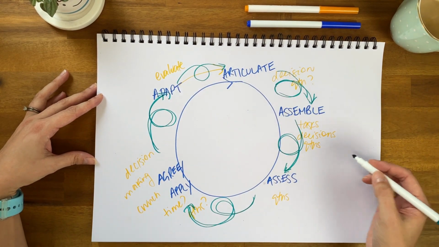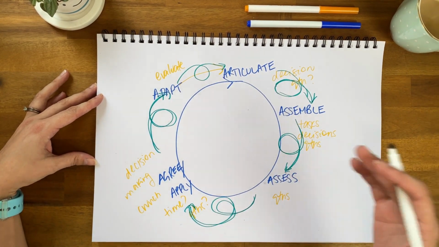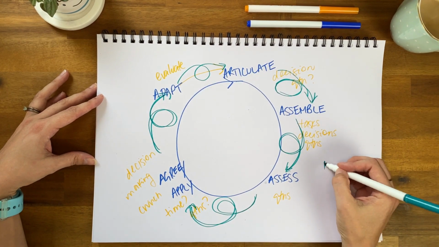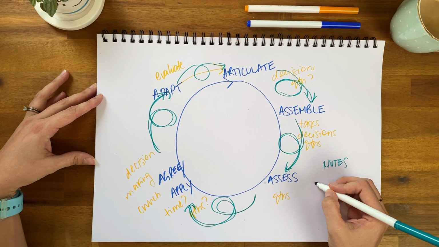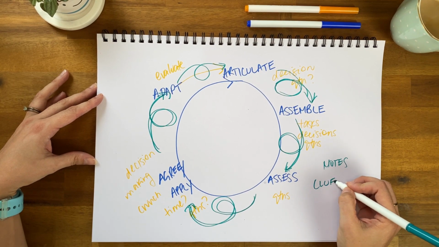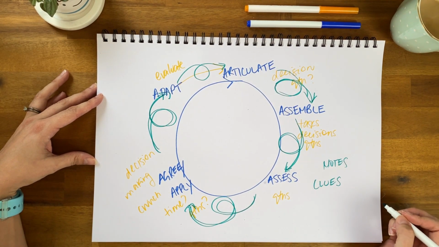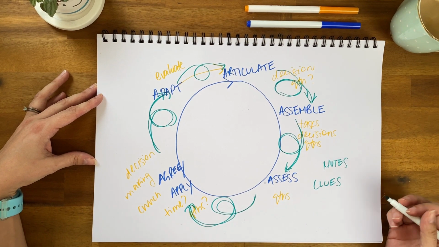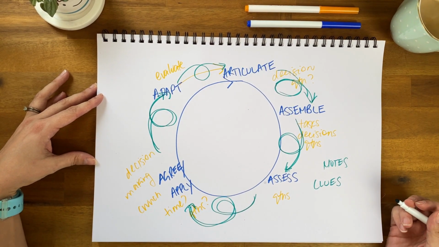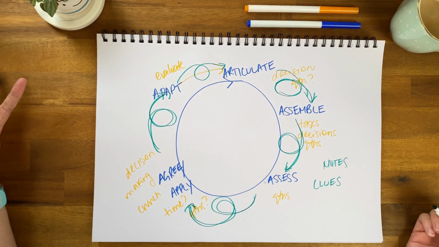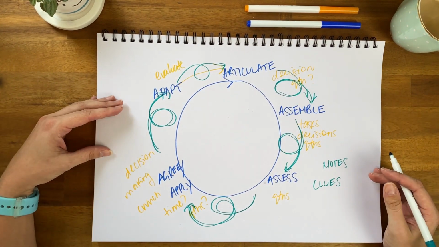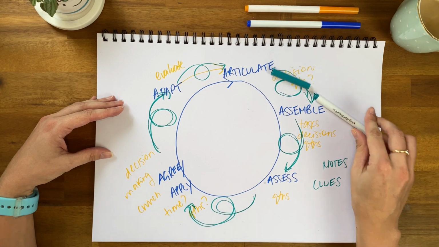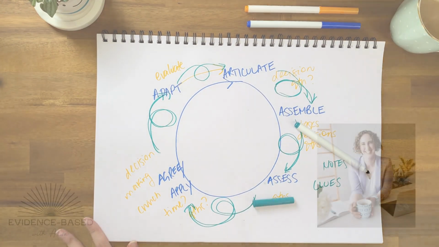And at every stage of the process, each time we go through this process of reflection, we're taking notes. We're gathering clues along the way as to how we can make it better, how we can make the most of this process. And there you have it. That is the role of reflective practice in the evidence-based practice process.